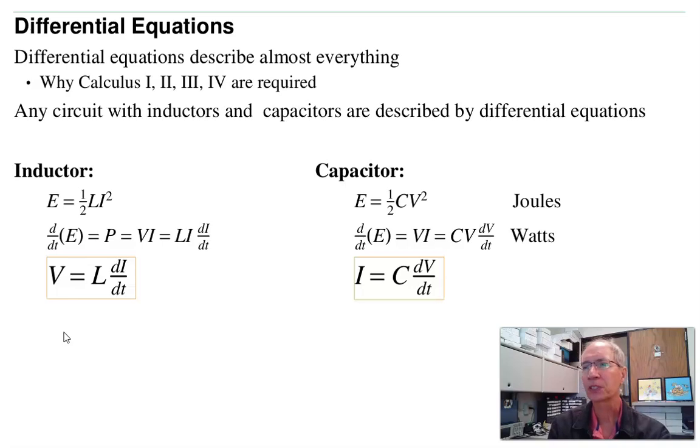Any circuit with inductors and capacitors is also described by differential equations. That comes from the inductor. The basic equation for an inductor is V = L di/dt. For capacitors, I = C dV/dt. And you can derive those from the energy stored, how the energy changes. That's basically how inductors and capacitors work. What that means is that if I have 3 inductors and 2 capacitors, a fifth-order differential equation is needed to describe that circuit.